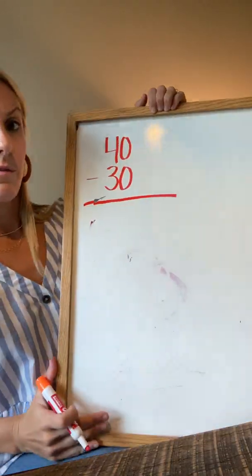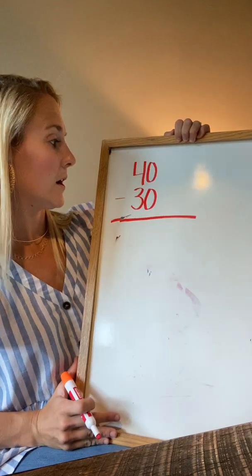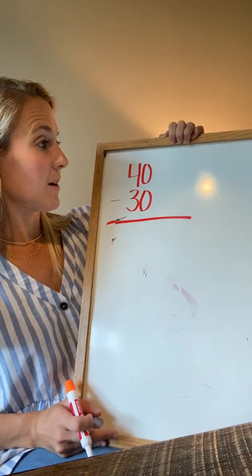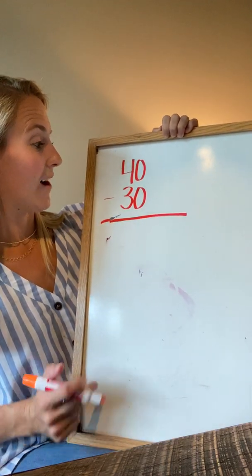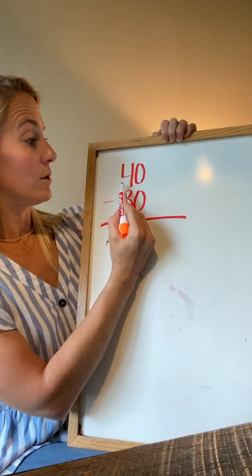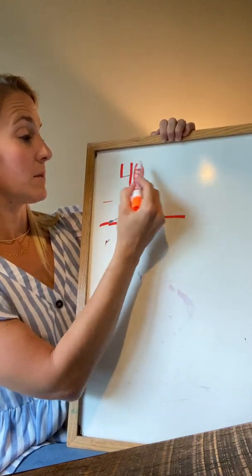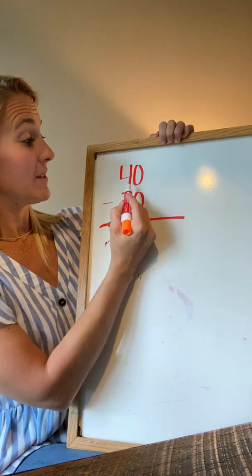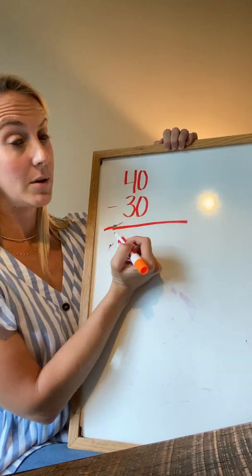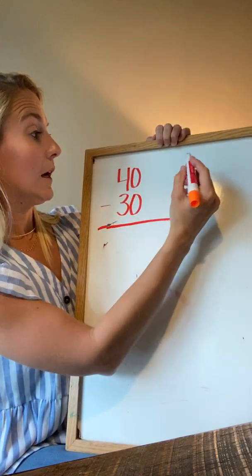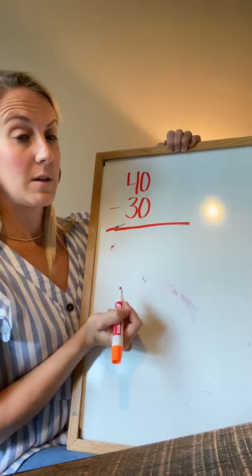All right, so I have 40 take away 30. The next thing I'm going to do is I'm going to draw it out. Now, I'm going to draw my whole number. I'm starting with 40 and I'm taking away from that number. So my number is not going to be bigger and I don't need to draw the number 30. Let me show you what I mean.